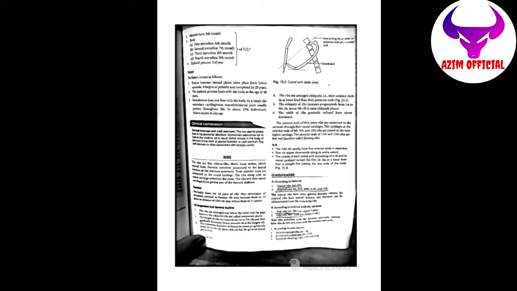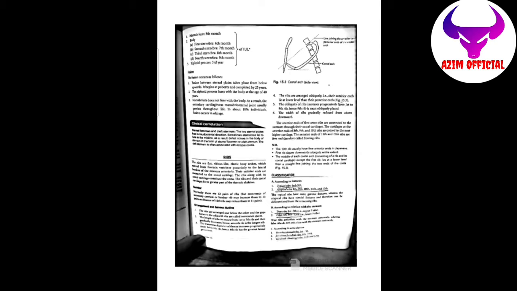Okay, the ribs are arranged obliquely. As we know, what are the movements of the ribs during inspiration and expiration? Who can say? What is the movement of ribs during respiration? Bucket handle movement. Yes, one of these is bucket handle movement. Another is pump handle movement. If you want to move like a bucket handle or pump handle, you must be obliquely placed.